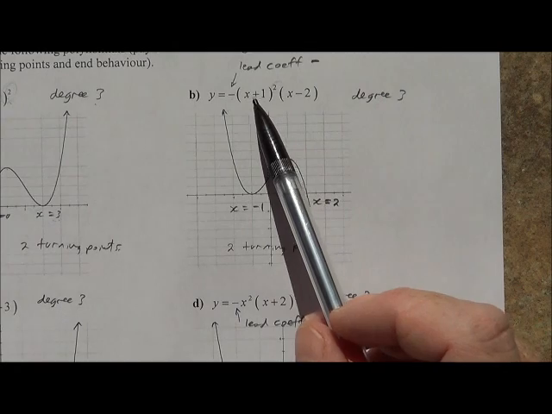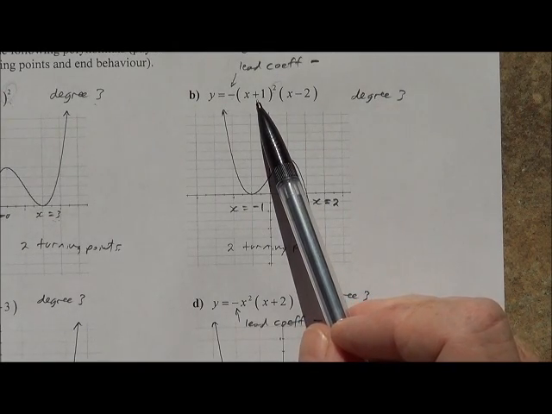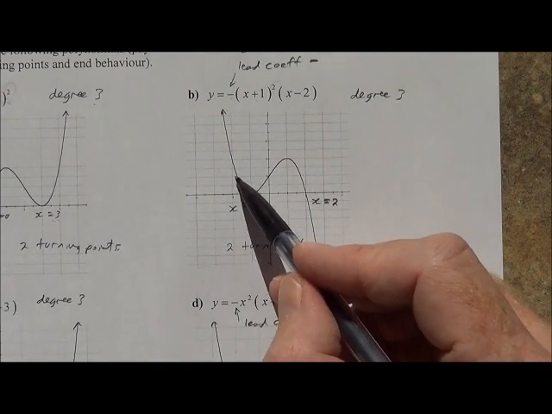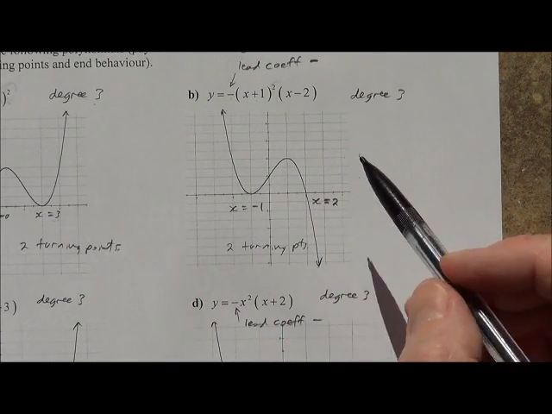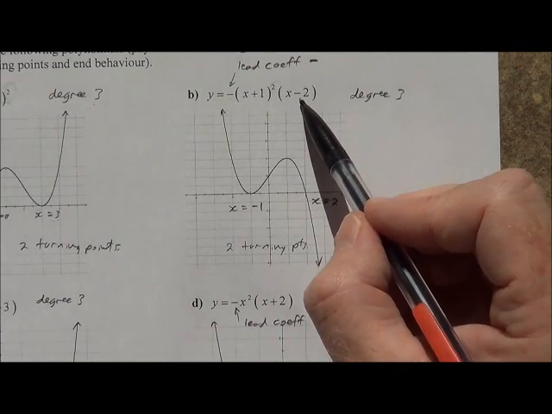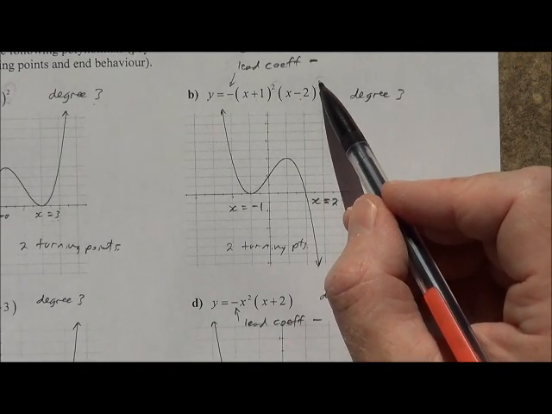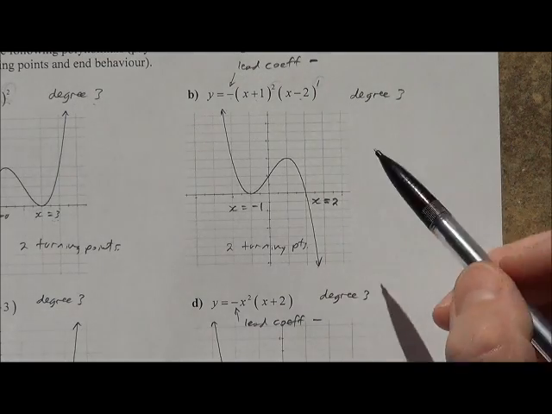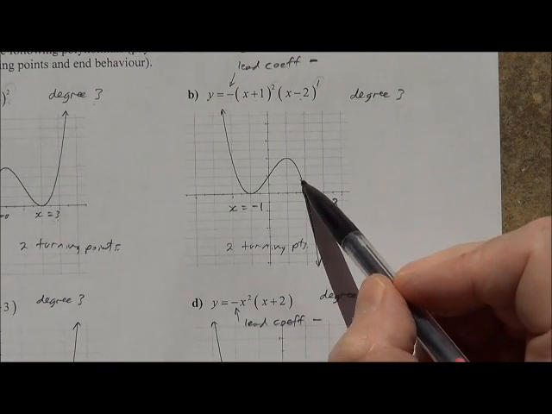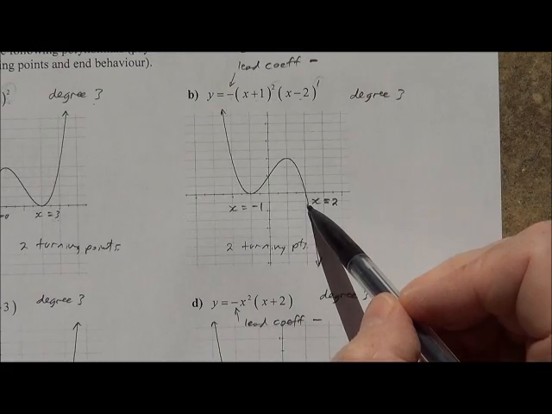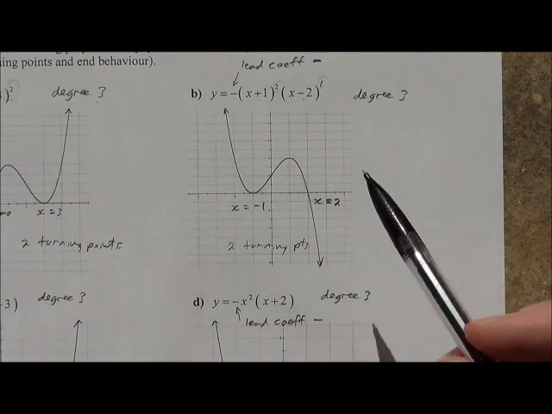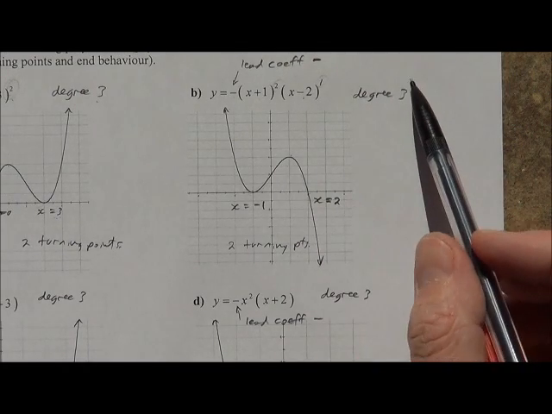Same kind of thing here. We've got a quadratic root at x equals negative 1 because it just bounces off the x-axis. And we have a linear root at x equals 2 because the degree here is just 1. Okay, so that part of the graph just looks like a line, it just cuts through the x-axis, so that's called a linear root. And again, 2 turning points with degree 3.